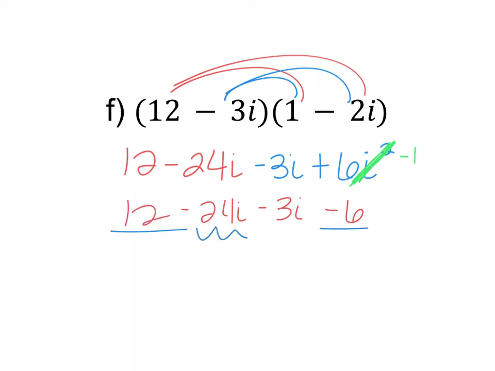Combine your like terms. So that would be 6 minus 27i.